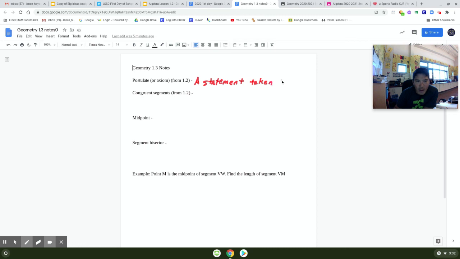In 1.1, we talked about segments, how to name segments, and how to draw segments. If two segments have the same length, let's say I have a segment AB, which means A and B are the endpoints of the segment, and it's 4 centimeters in length, and a second segment, CD, that's also 4 centimeters in length, then since those two segments have the same length, those segments are called congruent segments. Congruent segments are 2 or more segments that have the same length.